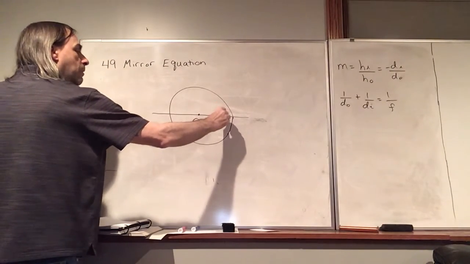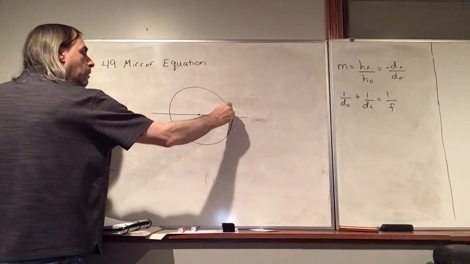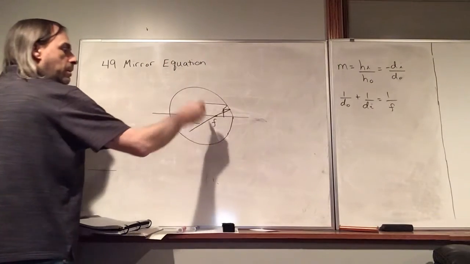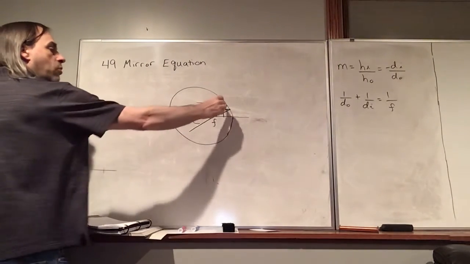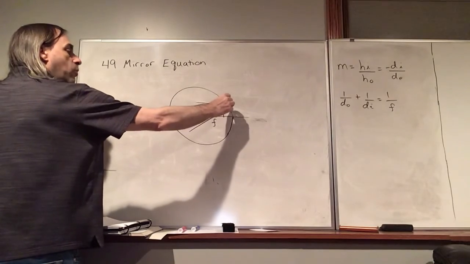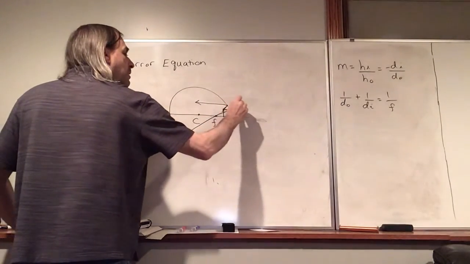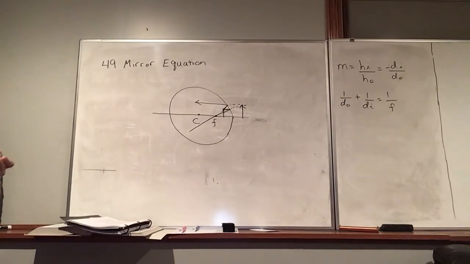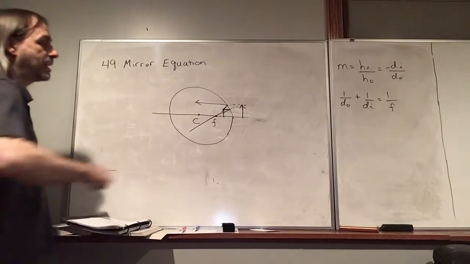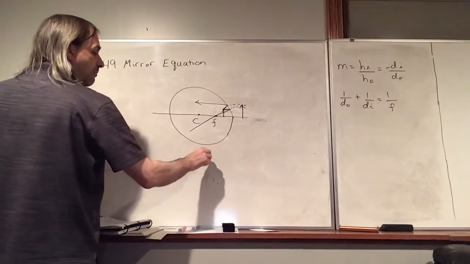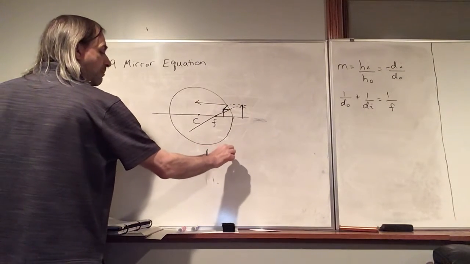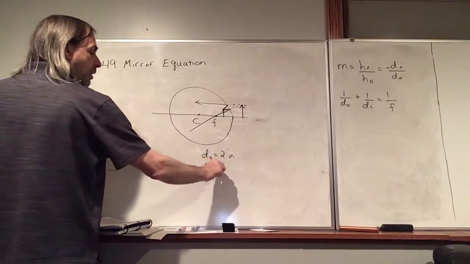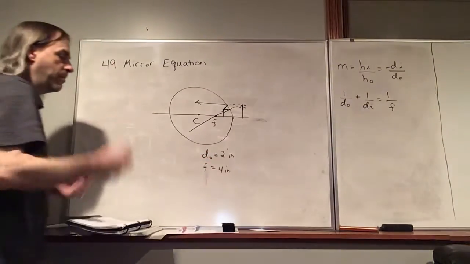Okay, let's see, I think this one will work. So ray 1 goes parallel to the principal axis and through the focal point. Ray 2 goes away from the focal point and bounces back parallel to the principal axis. So let's say in this case this is 2 inches, so DO is 2 inches, and the focal length, say, is 4 inches. Why don't we actually do this?